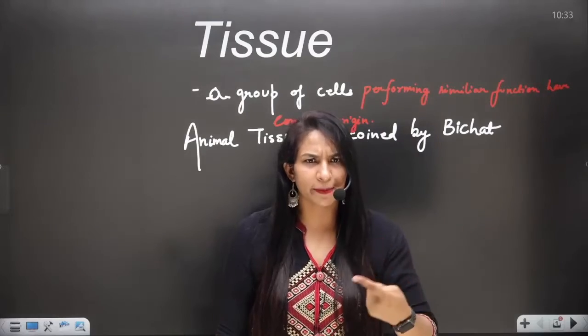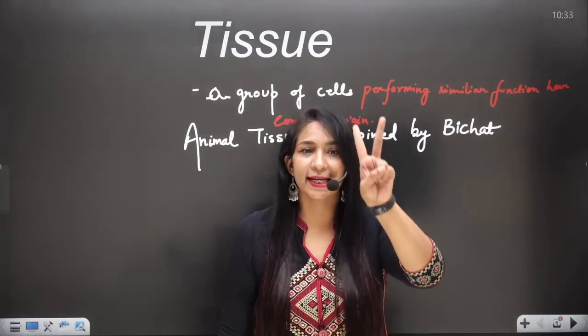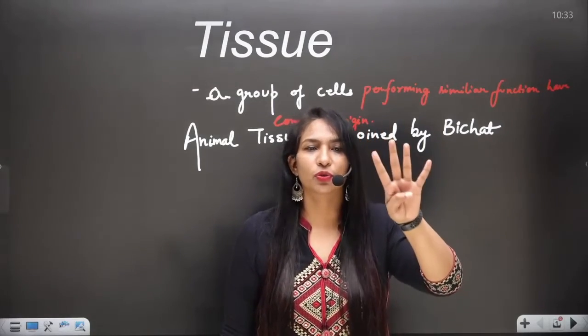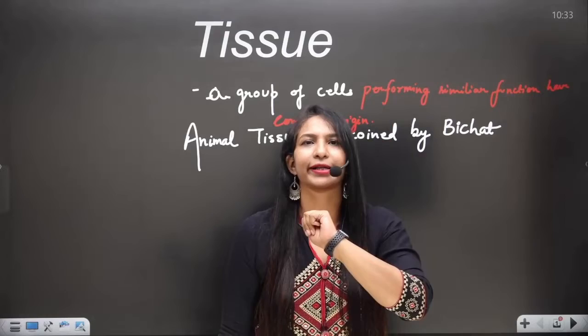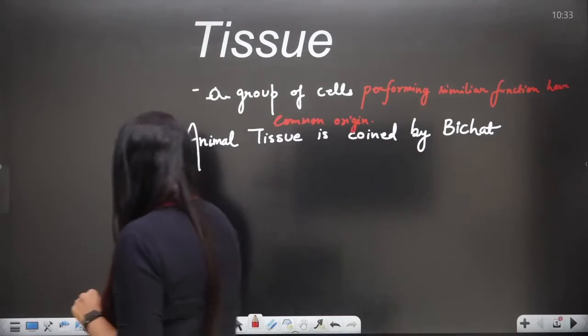Should I repeat? Let me repeat. The first is epithelium. Second is connective. Third is muscular. And the fourth one is the nervous tissue. So total 4 tissues are there. I should write it down, right? Let me write it down for you.